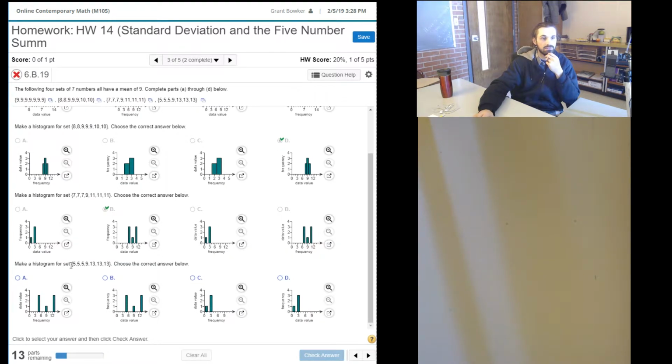Make a histogram for this set. We have 5 showing up 3 times. We have 9 showing up once, 13 showing up 3 times. So it sure seems like B. Yep, B. Again, B and A look pretty similar, but recognize the labeling on the axis is different.